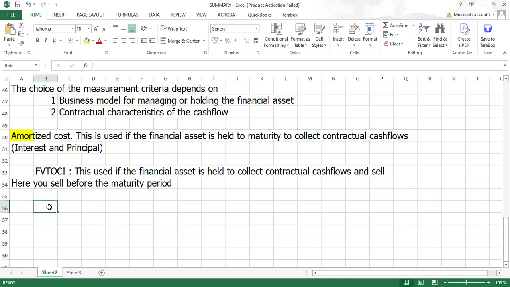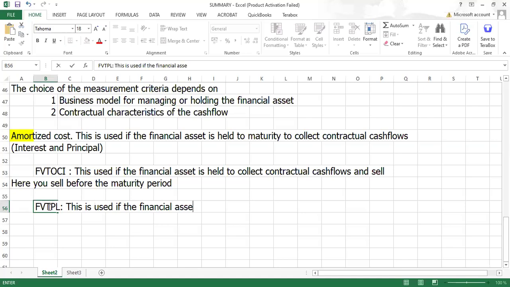Okay, then with fair value through profit or loss, this is used if the financial asset is held for trading.